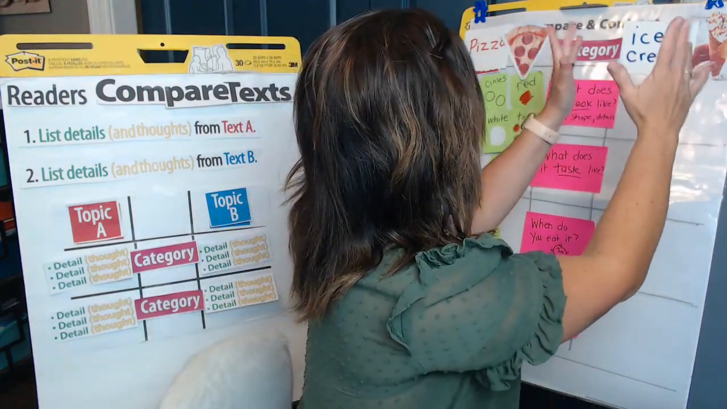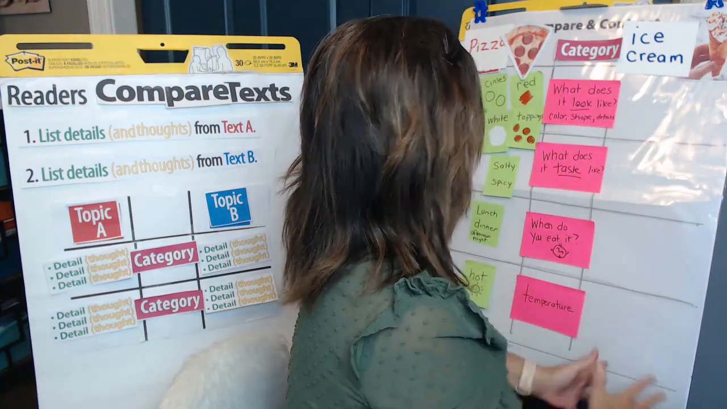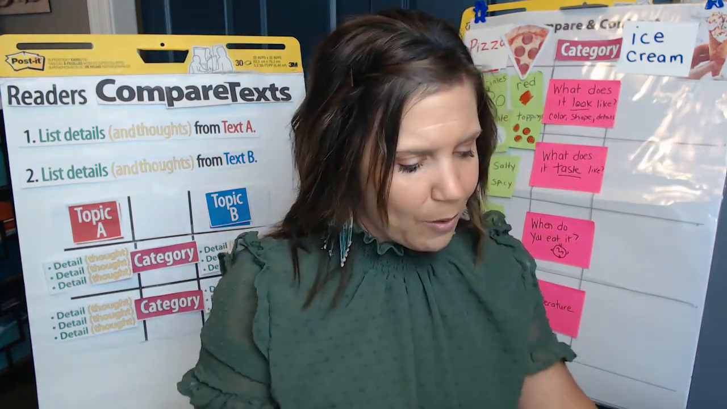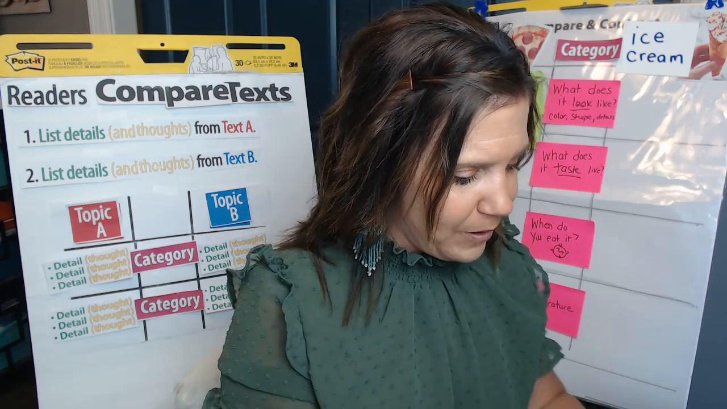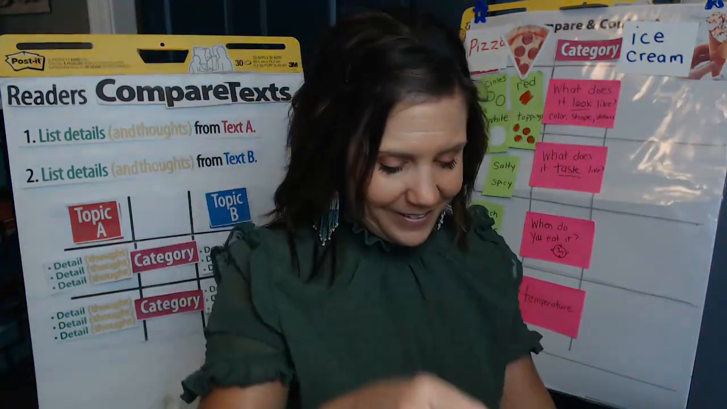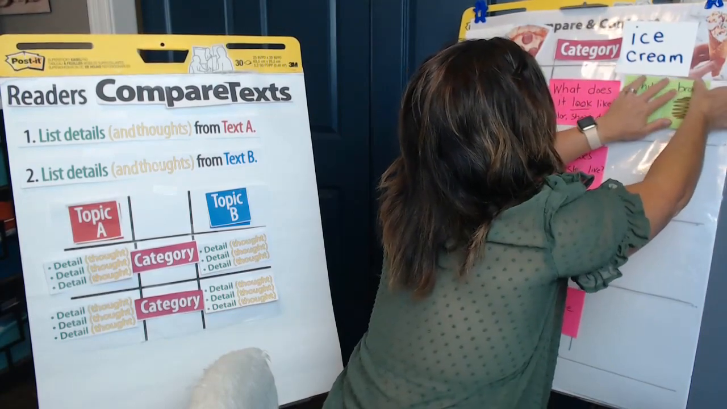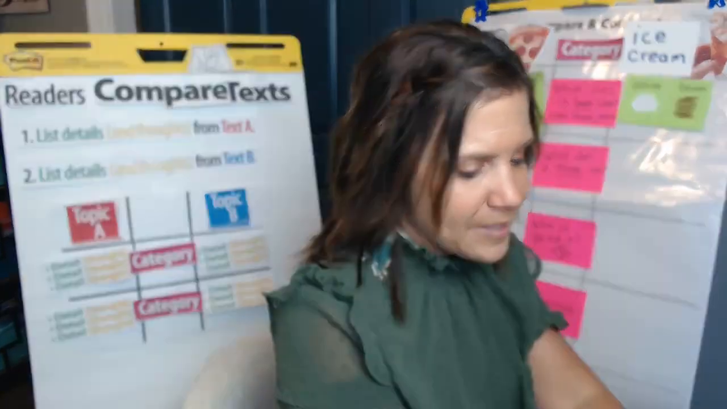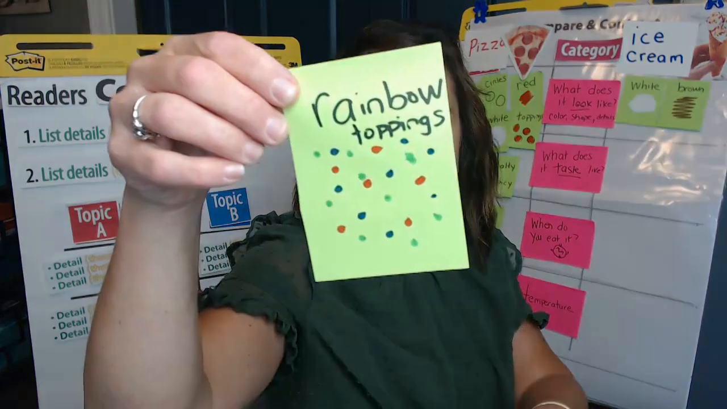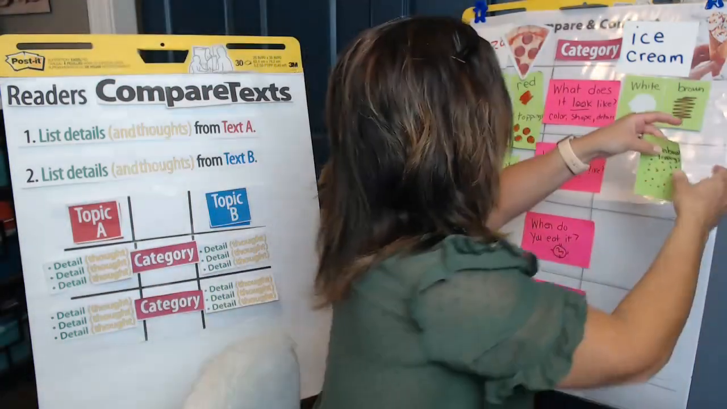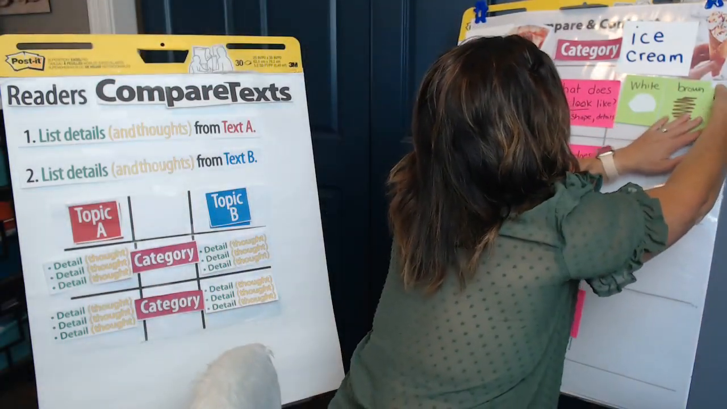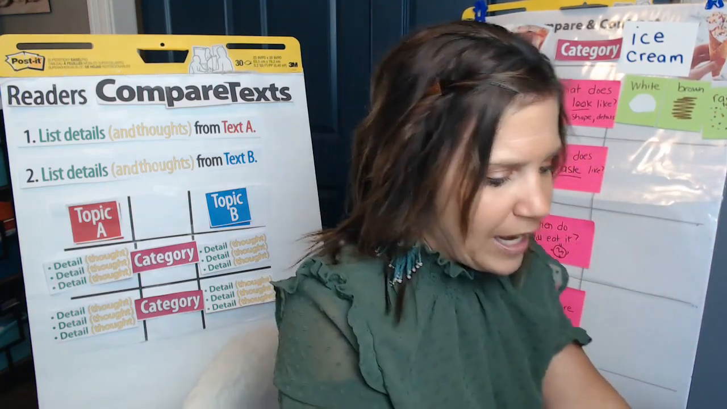So now I'm going to look at all the details about ice cream that I can collect. So let me think about, what does ice cream look like? Well, this ice cream cone is white and brown, right? The ice cream is white, the cone is brown. It has some toppings on it, some sprinkles, and those are different, like rainbow. I put rainbow toppings.